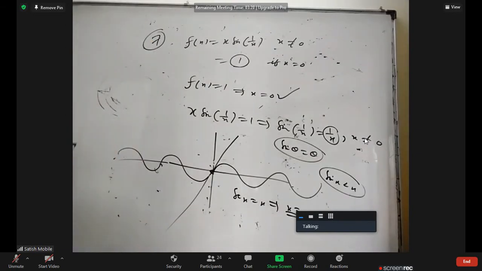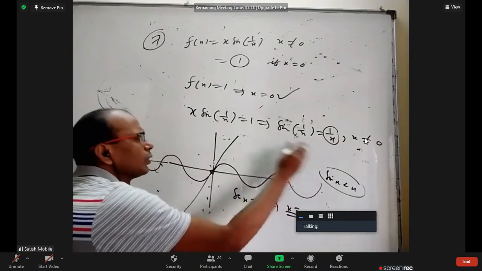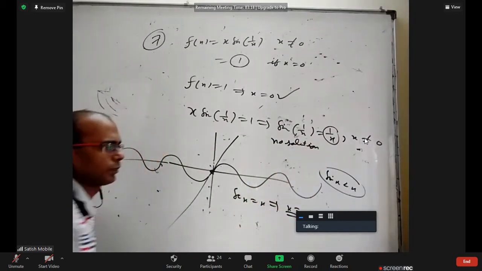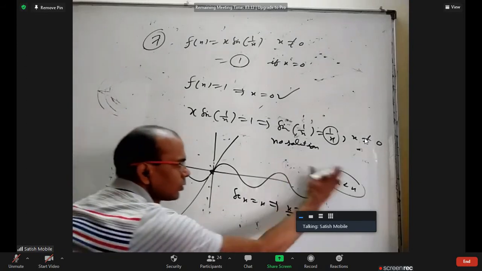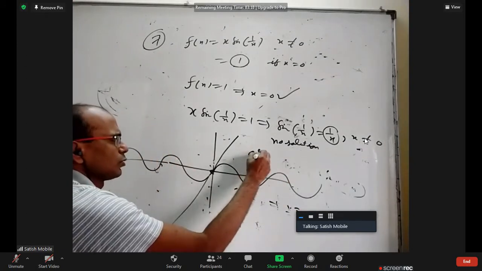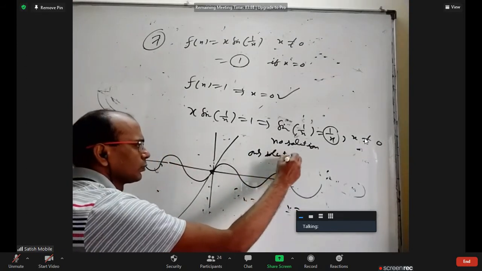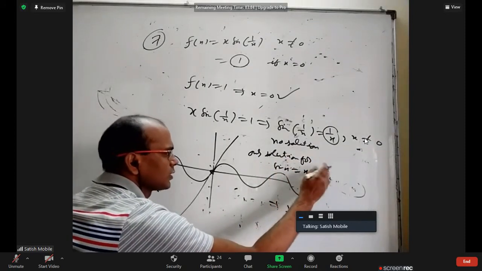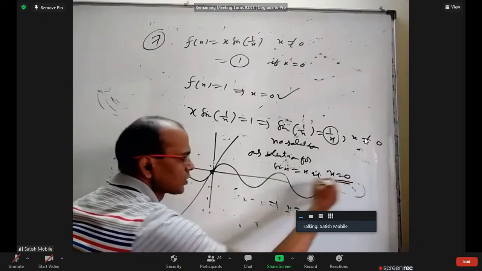Yes, sir. No solution for this part because the only solution for sine x equal to x is x equal to 0. That is the only solution.